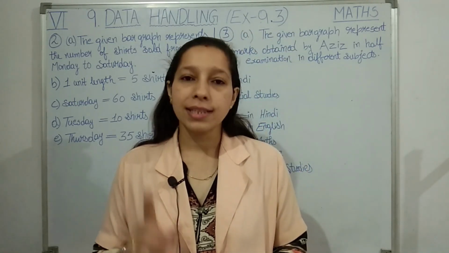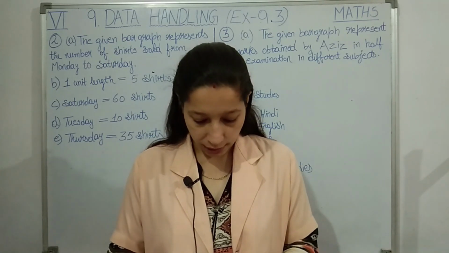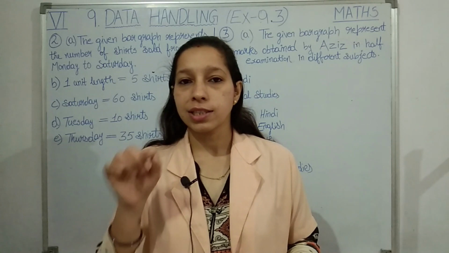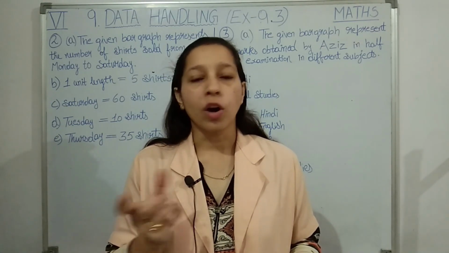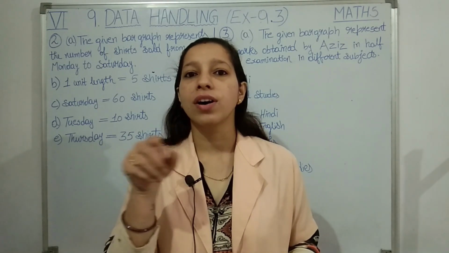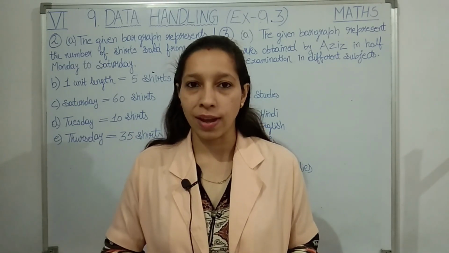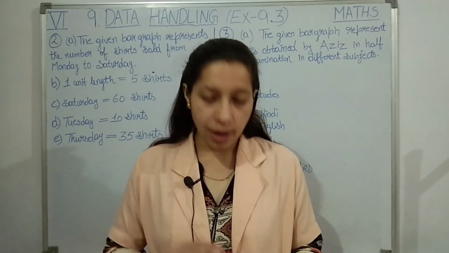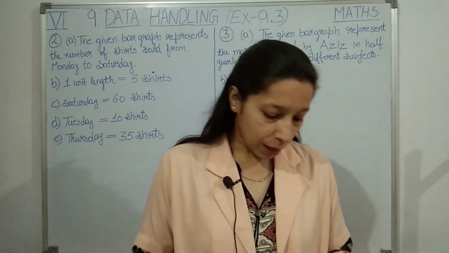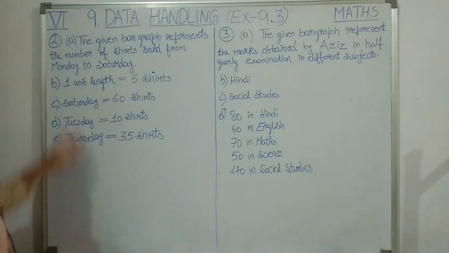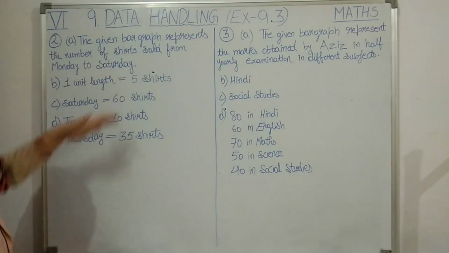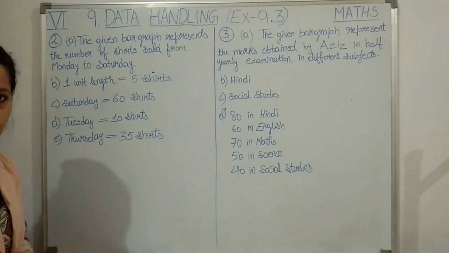Understood? Now let us answer the first question, point A. What information does the above bar graph give? Just now I asked you what information we are getting from the bar graph, and I told you the answer is given in the first line of the question. It is given that the bar graph is showing the sale of shirts in a ready-made shop from Monday to Sunday. Okay, see what answer I have written for this. The given bar graph represents the number of shirts sold from Monday to Saturday. I hope the answer is clear to you.